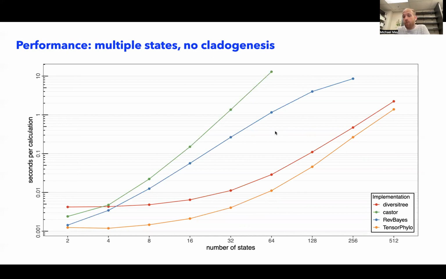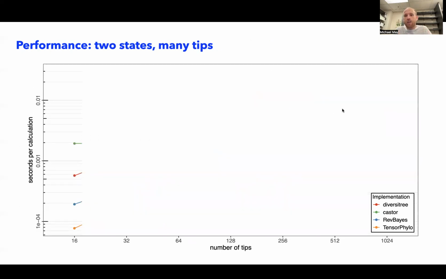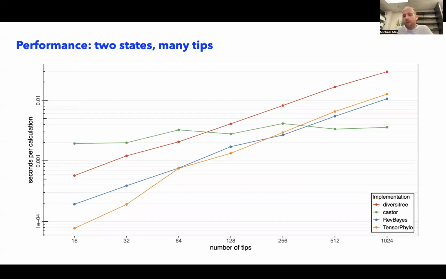Castor in particular, I want to point out, is optimized for a large number of tips, not a large number of states. So if we just look at 2-state models, as a function of the number of tips, by the time we have about 500 species, Castor is definitely doing better. So in the case where you have a large number of species but not many states, Castor is the way to go. Otherwise, TensorPhylo is outperforming all other implementations.